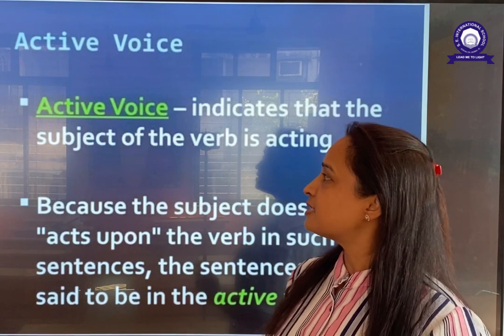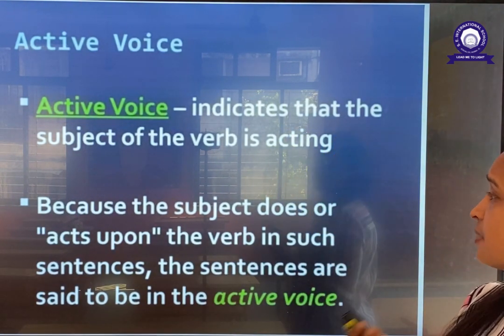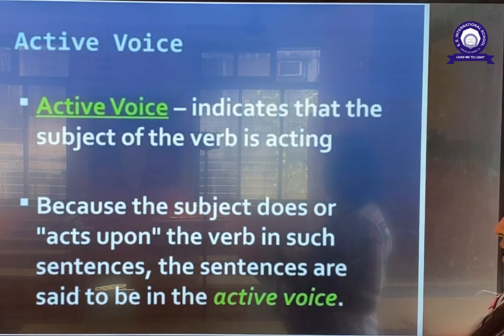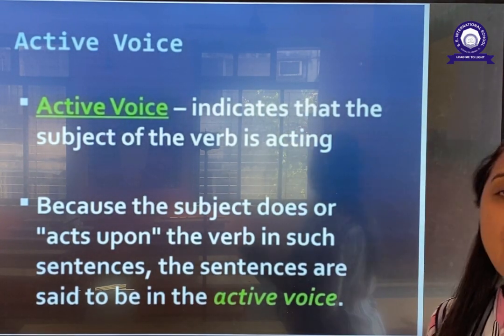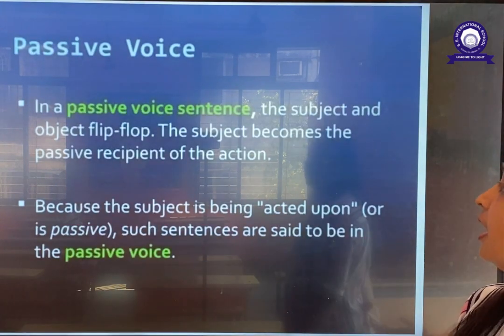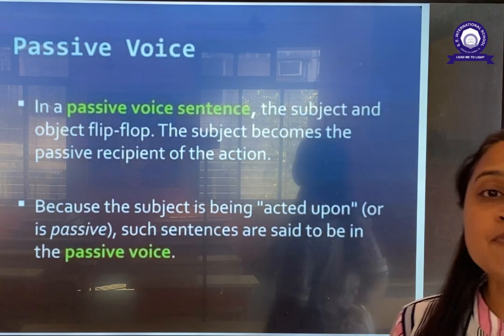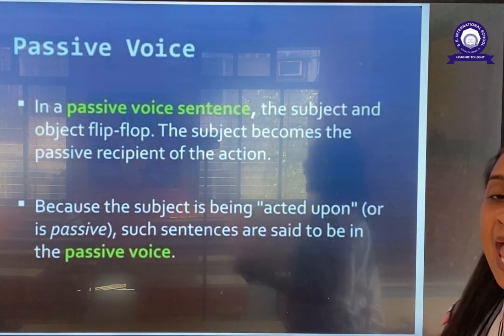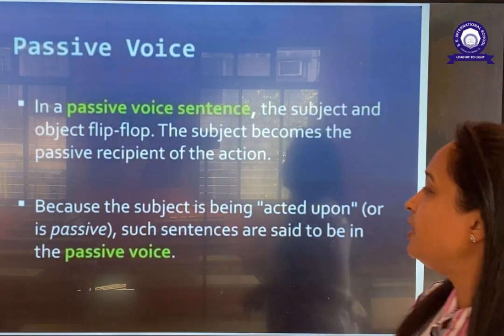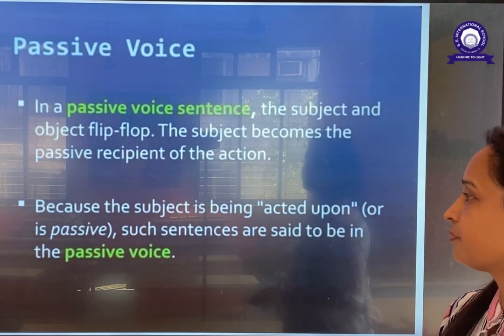Active voice indicates that the subject of the verb is acting. Because the subject does or acts upon the verb in such sentences, we say that the sentence is in the active voice. In a passive voice, the subject becomes the passive recipient of the action. Because the subject is being acted upon, we say that the sentences are in passive voice.